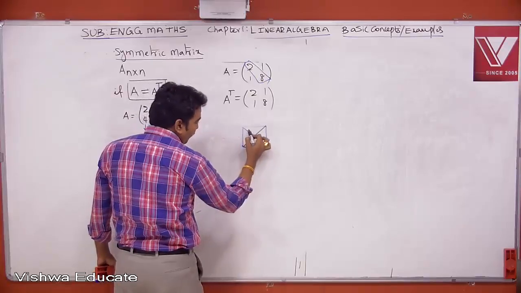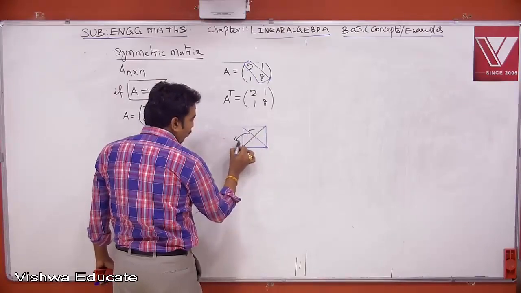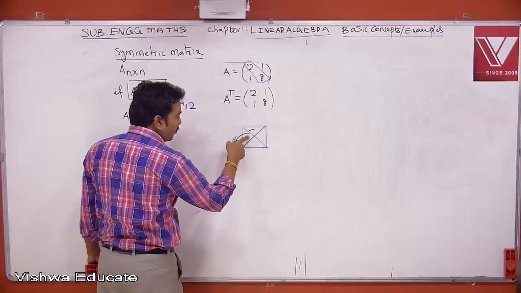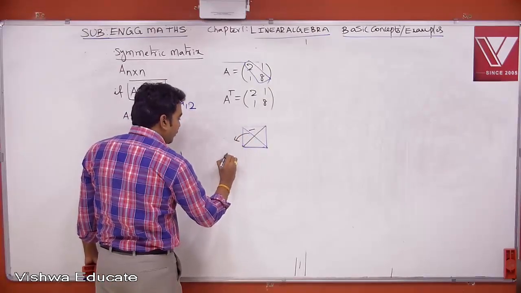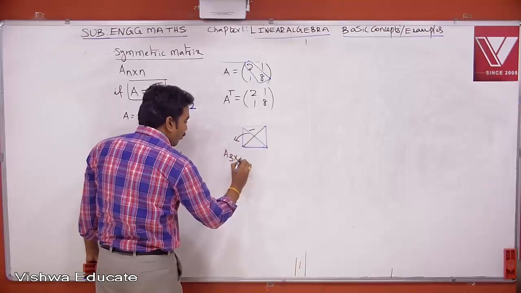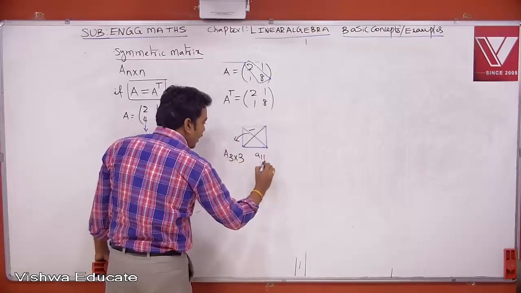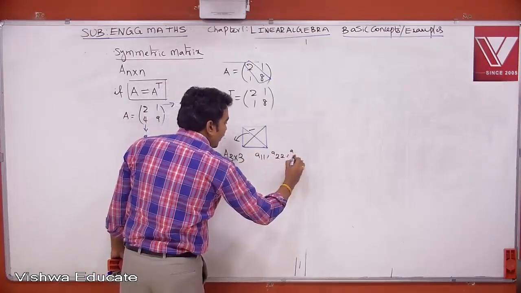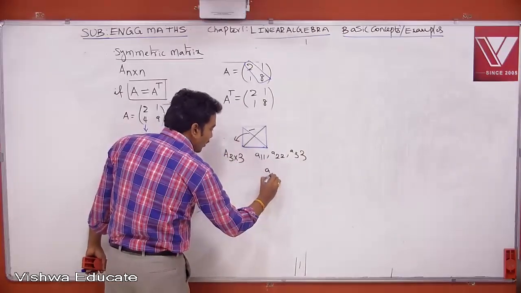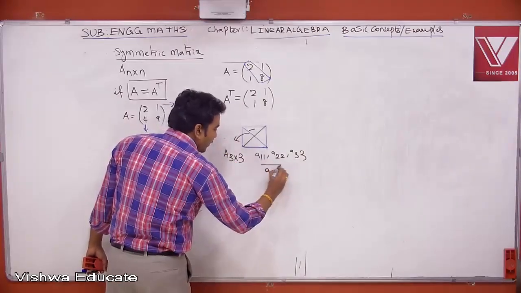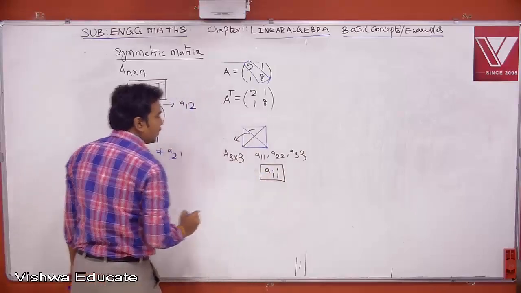Always focus on the leftmost diagonal. So what is the speciality of elements in the leftmost diagonal? The indexes will be the same. Suppose you consider a 3 by 3 matrix A. What will be my diagonal elements? A11, A22 and A33. That means the i value and j value will be the same. Therefore if I write Aii, it refers to a diagonal element.